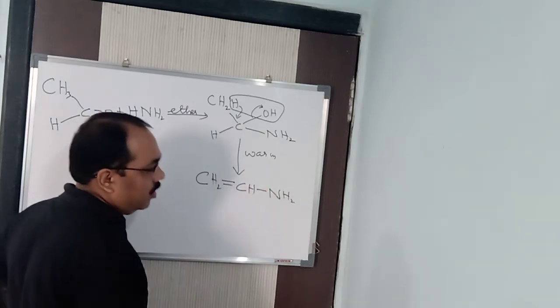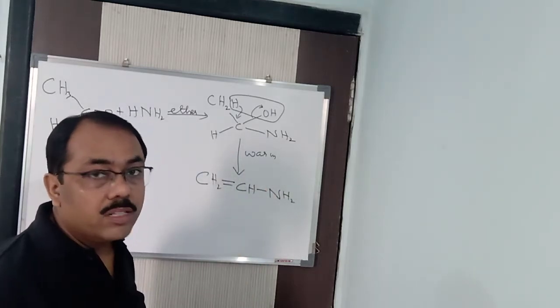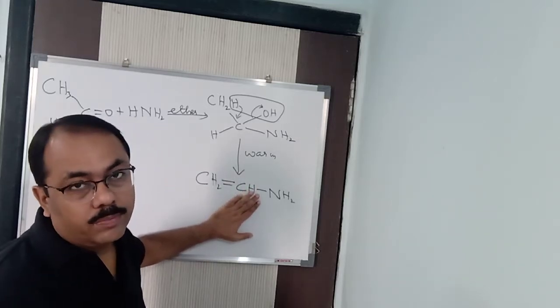So that also is not there. Why? Because the oxygen atom is lacking. No oxygen atom is there. So hence tautomerization also is not going to take place. So hence this product will not be a stable product.